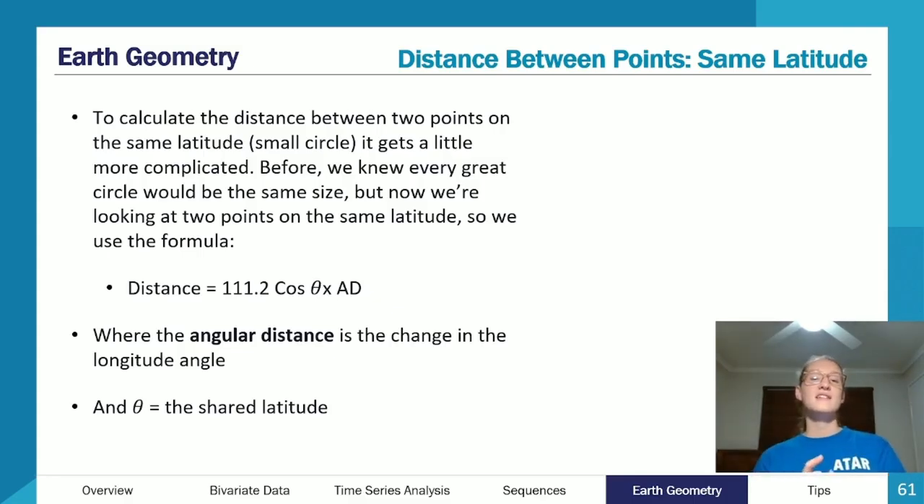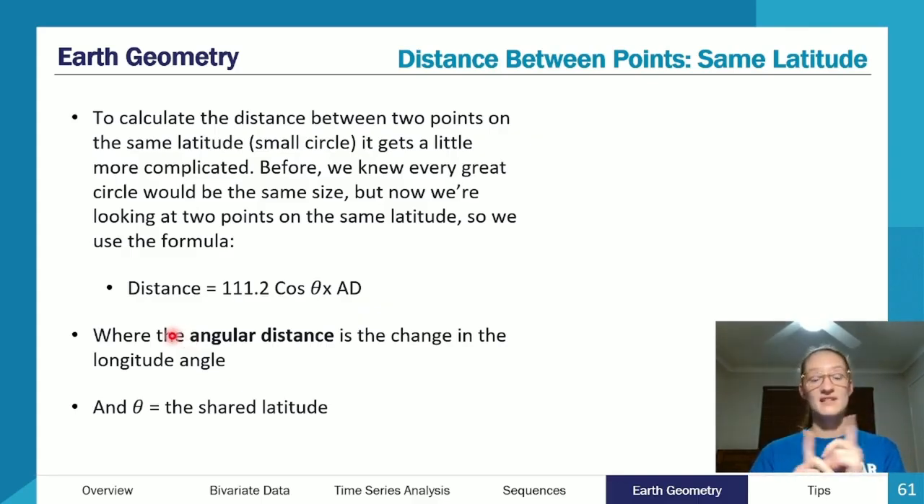So to calculate the distance between 2 points on the same latitude, which is the same small circle, again, it gets a bit more complicated. Before, we knew that every great circle would be the same size. All of the meridians of longitude, they're all semi-great circles, which is awesome. But now we're looking at 2 points on the same latitude. So we use this formula here.